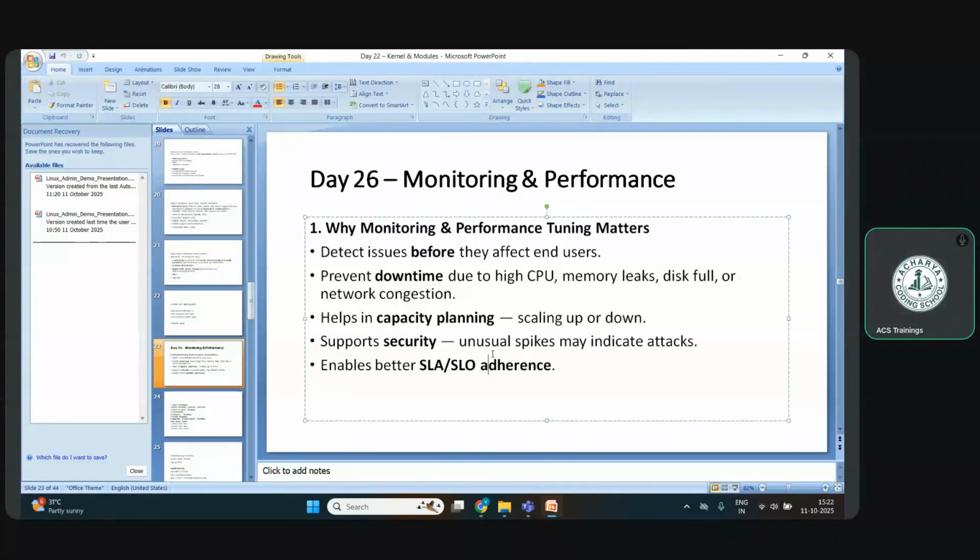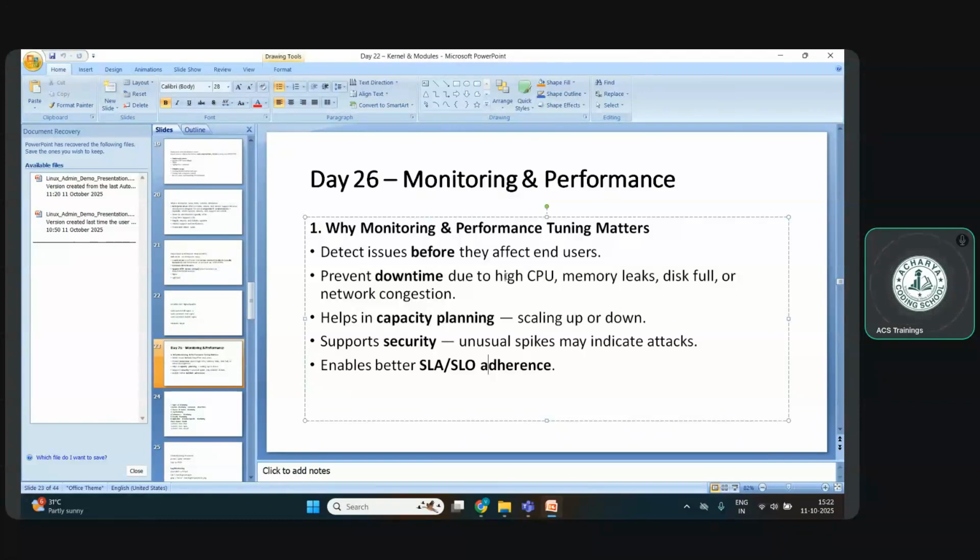So with the help of monitoring, it reduces the downtime, easily helps in detecting issues, optimizing performance, and mainly helps us in preventing failures. It mainly detects issues before they affect our users. It prevents downtime caused by high CPU, memory leaks, disk full, and network configuration issues. So we are going to monitor.